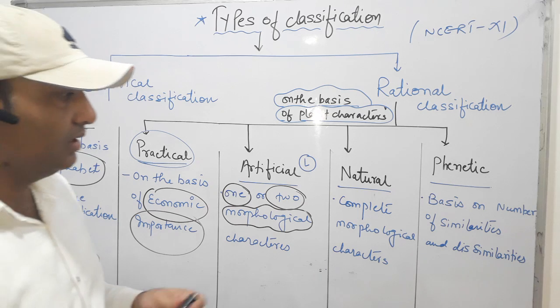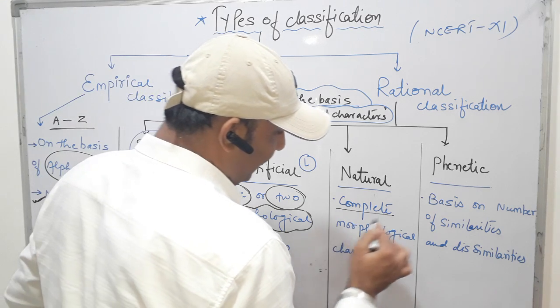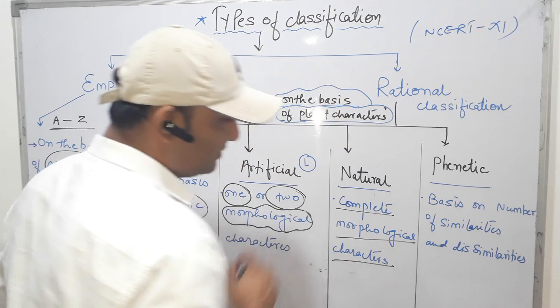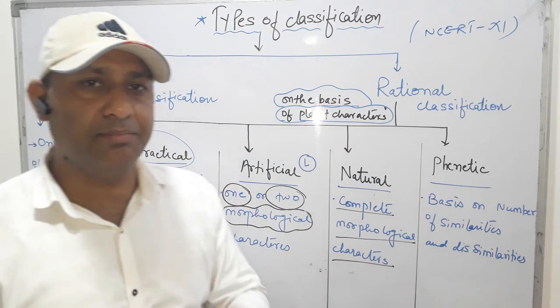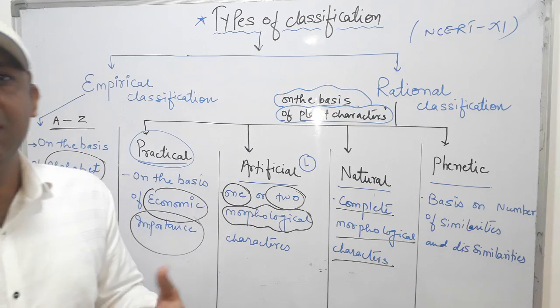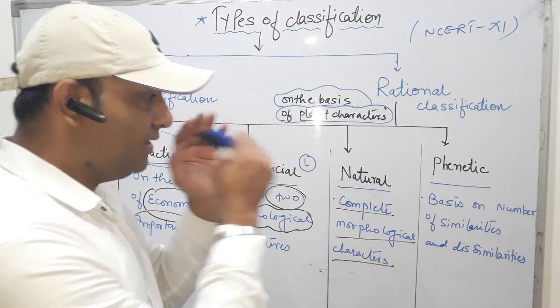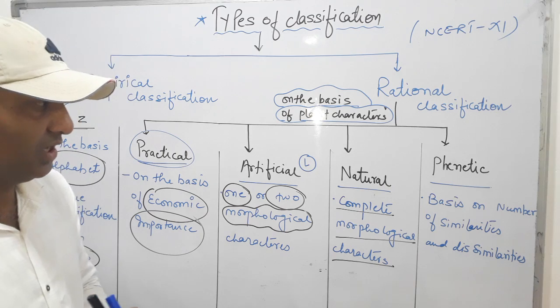Next is the natural classification. Natural classification uses the complete morphological characters. That means all the characters which are present in the plant, like types of flower, number of stamens, number of carpels, root, stem, all types of morphological characters are used in the natural type of classification.